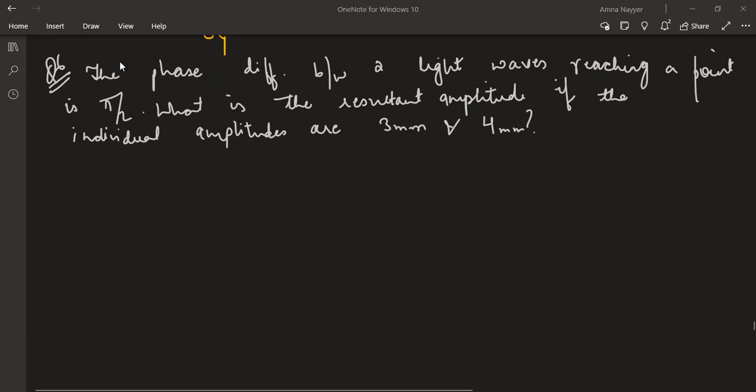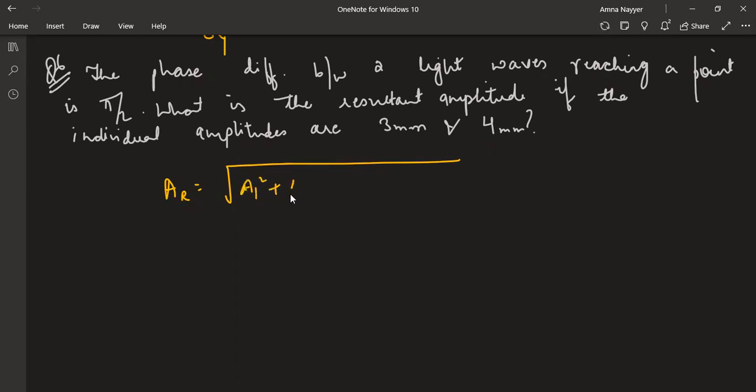Yes, Atif, Krishna, both are correct. Answer will be 5 millimeters. See how. The resultant amplitude that we write will be under root A1 square plus A2 square plus 2 A1 A2 into cos phi. So one is 3 millimeters, second is 4 millimeters. The phase difference is pi by 2.